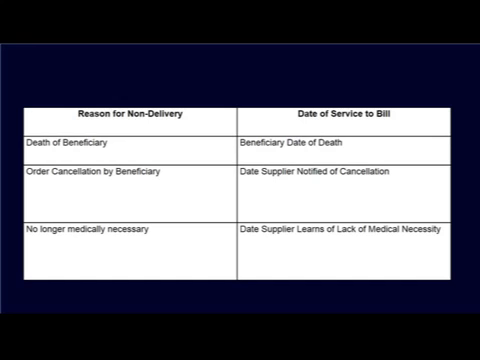This slide shows the various scenarios described above and the proper date of service to indicate on the claim. For items not delivered due to death of the beneficiary, the supplier should bill the date of death of the beneficiary. For canceled orders or situations where the beneficiary's condition changes and the custom item no longer is appropriate for the beneficiary's medical condition, the supplier should indicate as the date of service on the claim the date that they learned of the cancellation or that the item was no longer medically necessary.